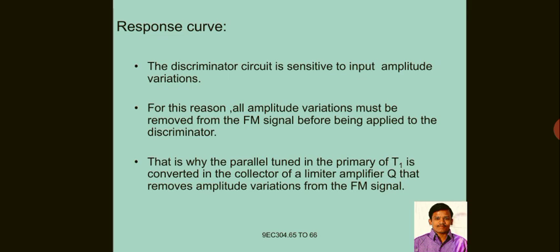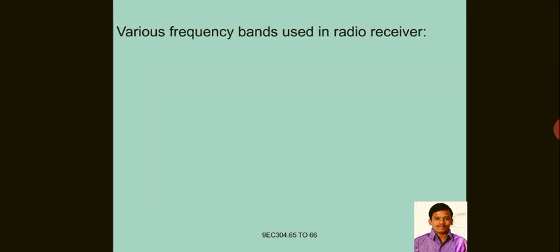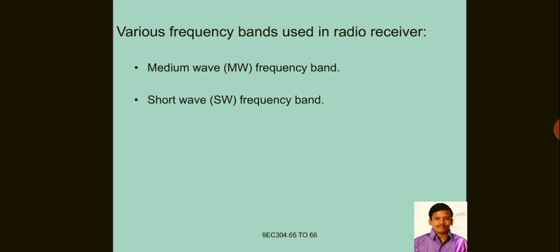In FM, before going to the demodulator circuit, the signal will be applied through an amplitude limiter, which will remove the amplitude variations. After that, it will be given to the Foster Seeley discriminator. So this is about the working principle of Foster Seeley discriminator, which is very popularly used in FM demodulation. These are some of the bands used in the radio receiver: medium frequency band, short wave band, and FM frequency band.